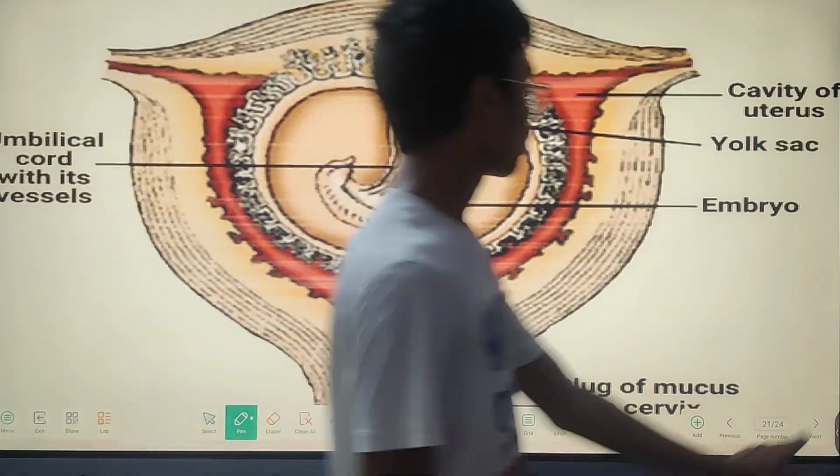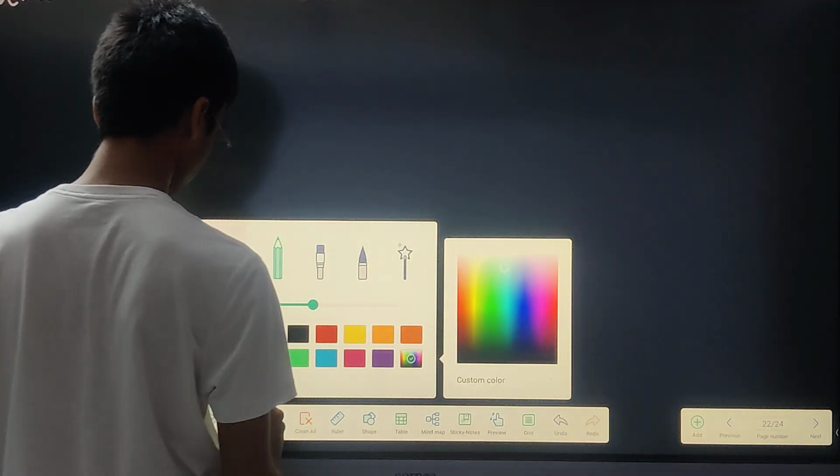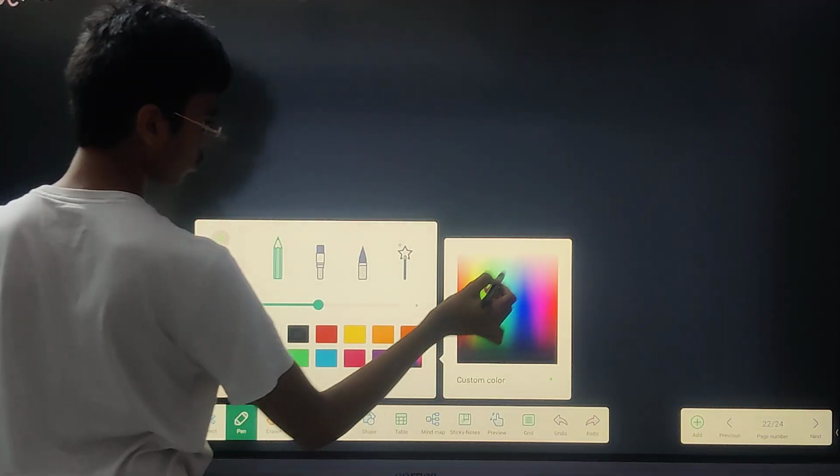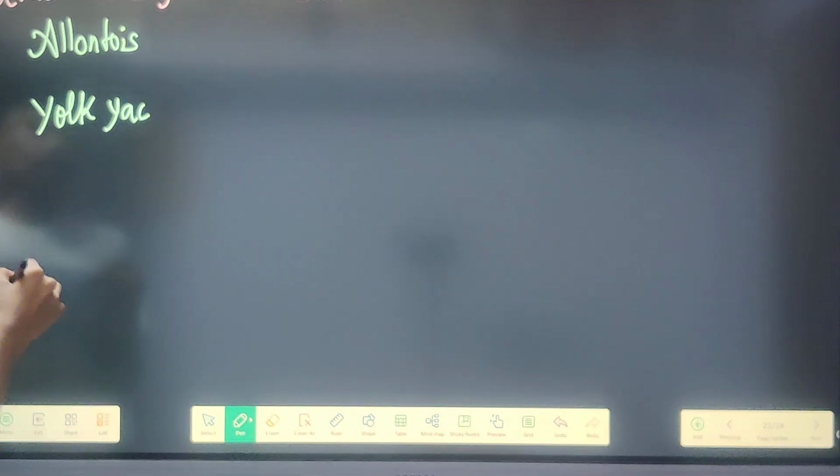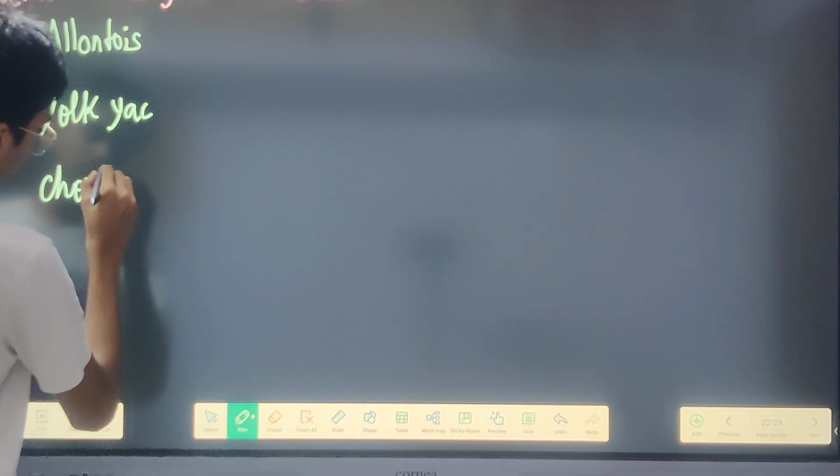Okay, now coming to those extra embryonic structures, the extra embryonic membranes. So allantois, then the yolk sac, then the chorion, then the amnion.